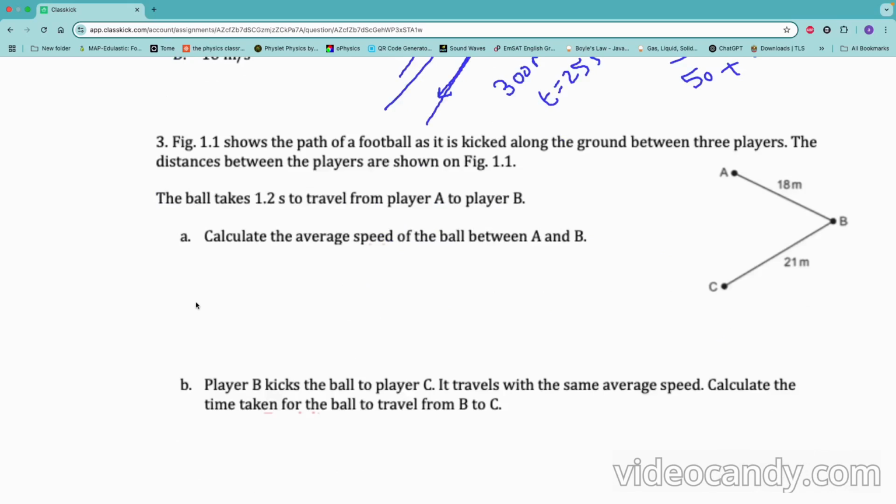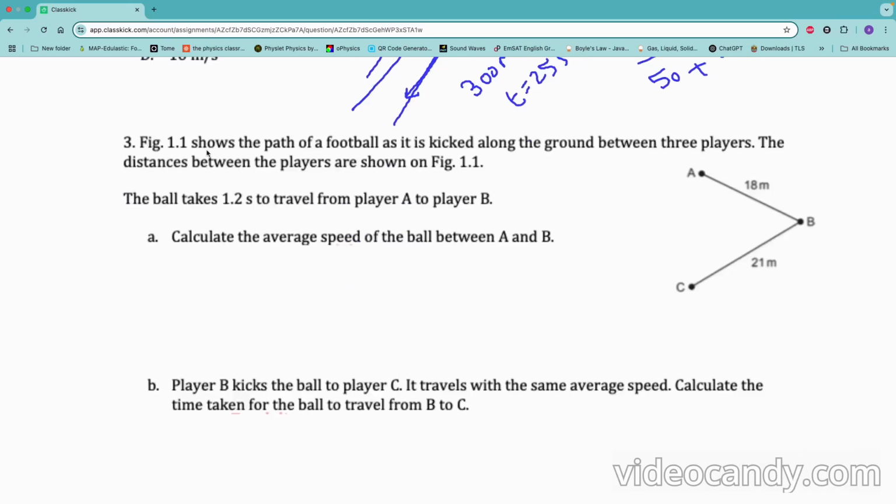In this question, we have this figure that shows the path of a football as it's kicked along the ground between 3 players A, B, and C. Here, distance is mentioned, and part A of this question, calculate the average speed of the ball between A and B. So from A to B, distance covered is 18, and it's written here the ball takes 1.2 seconds to travel this distance. So time taken here, 1.2.